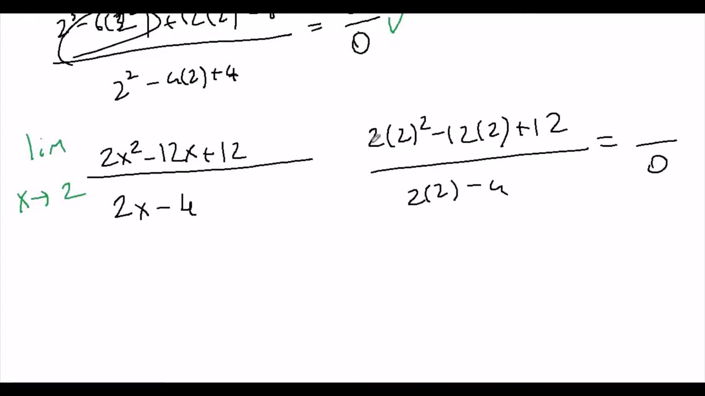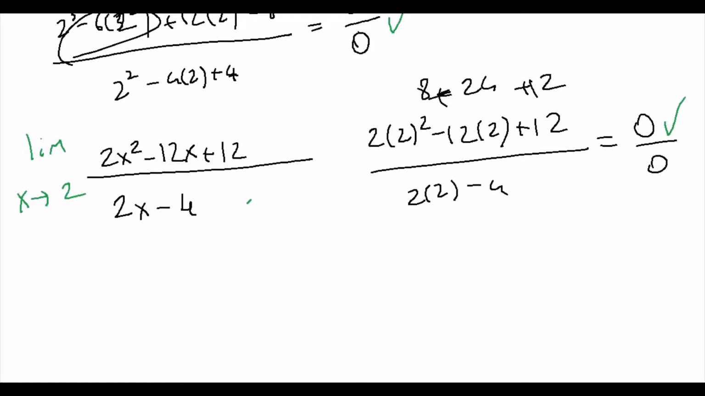Here we obtain 0 in the numerator. We have 4 times 2 is 8. This is 24 plus 12. So here we obtain again 0. So our 0 over 0 indeterminate form continues. So we're going to take the L'Hopital rule again.